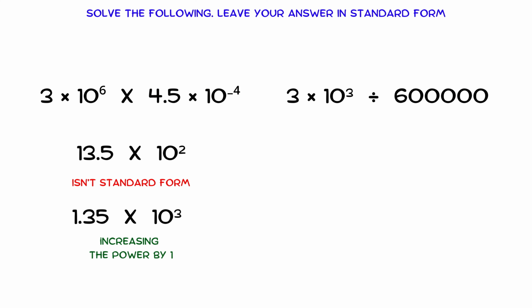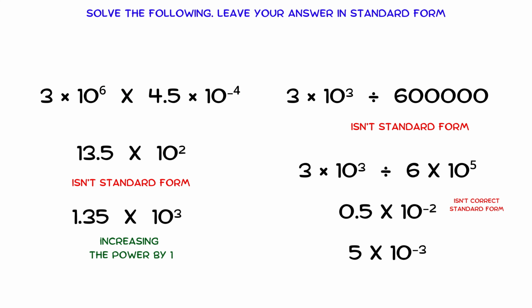In this last one, we're dividing 3 times 10 to the power of 3 by 600,000. The first thing to notice here is that 600,000 isn't in standard form, so you're going to have to convert it into standard form first, which will be 6 times 10 to the power of 5.